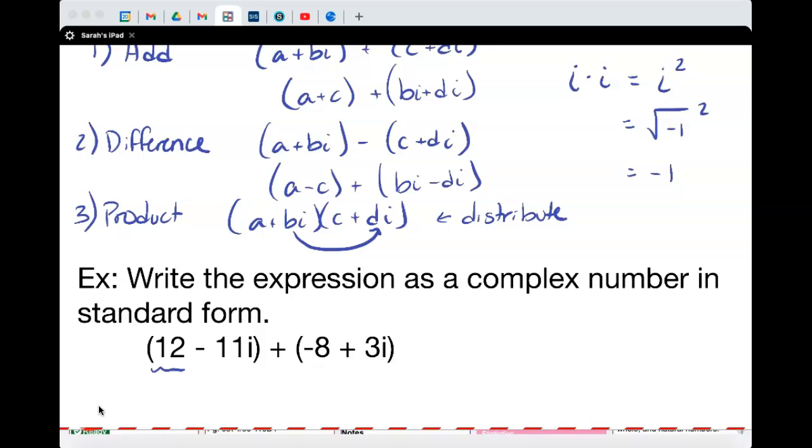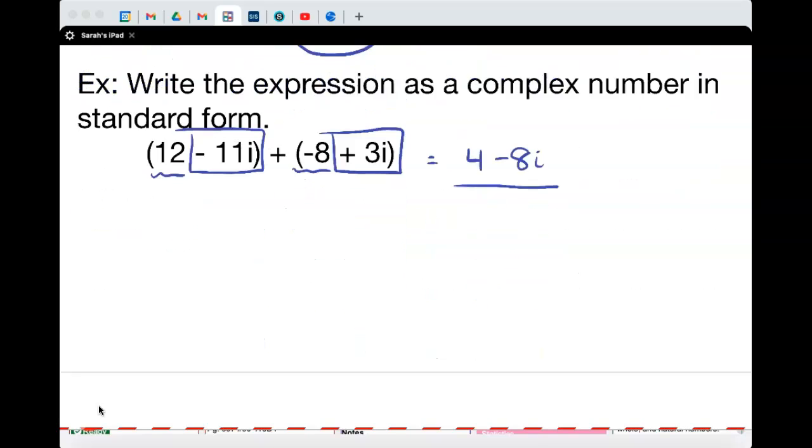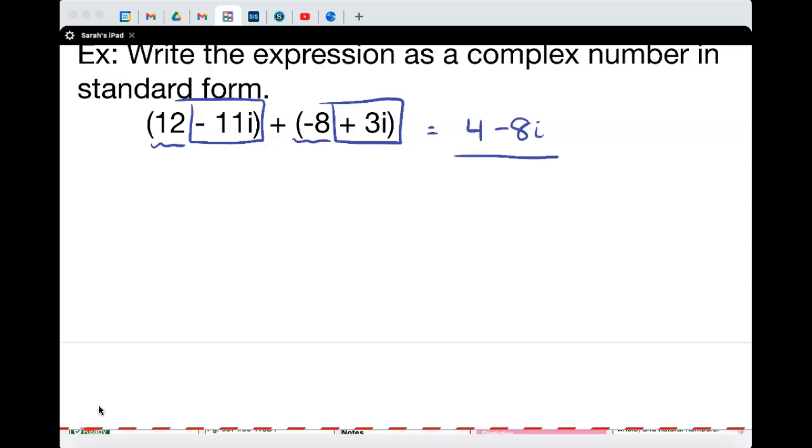Okay. So the real numbers are 12 and -8. And 12 plus -8 is 4. And I combine the imaginary part. The -11 plus 3 is. Yay. So this can't be simplified. This is just my answer. That's how easy those are. Don't get those wrong. Seriously.